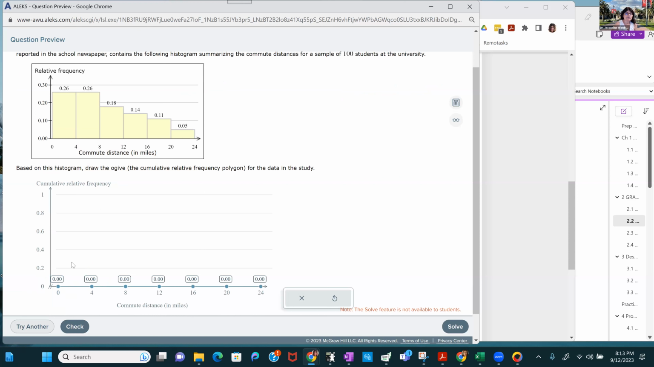All right, there were none less than zero. Less than 4 miles away were 26%. And now add 26% to that, and you get 52%. Add 18% to that, and you get 70%. Add 14%, you get 84%. Add 11%, and you get 95%. And then the last 5%, and it makes sense, 100% or one whole is less than 24 miles commute.